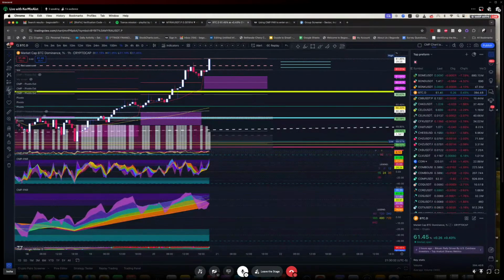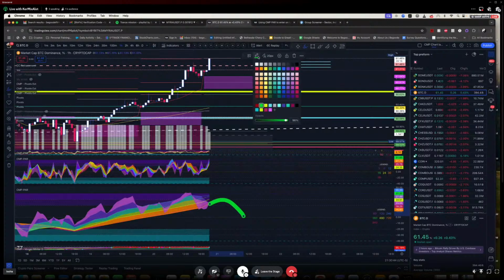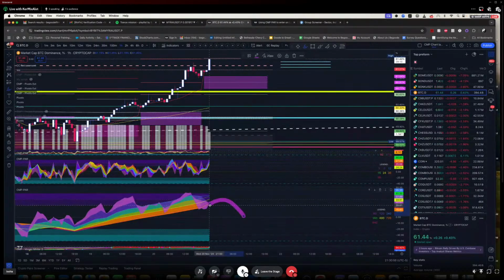Well, it is, but I want to see the pink, the 60-minute. I want to see this. I don't even need a div. I just want to see that. It looks like it's got to come up a little bit more. I think it's doing a blow off right now. And then here's the 4-hour, the blue.